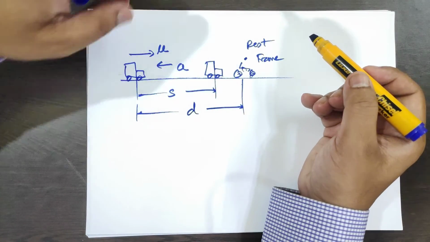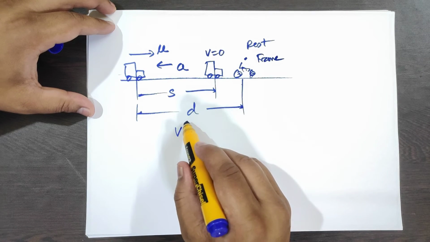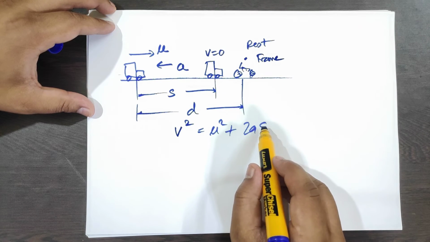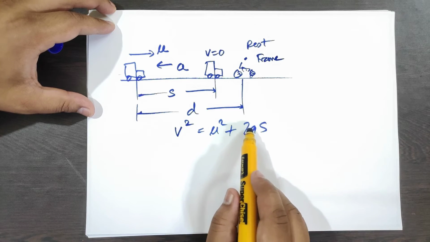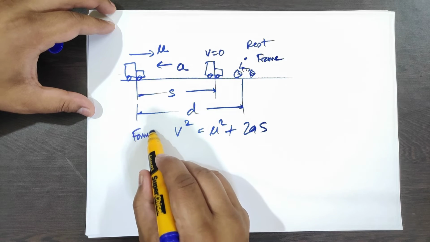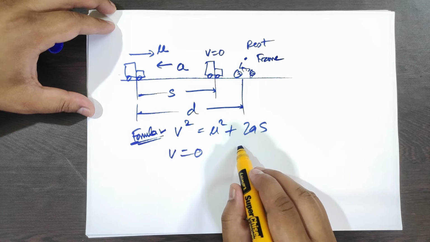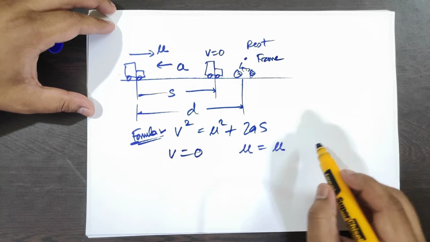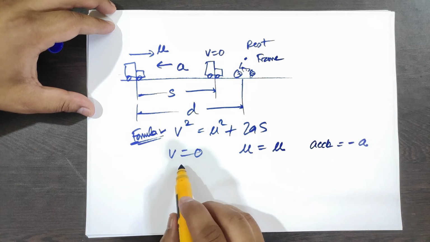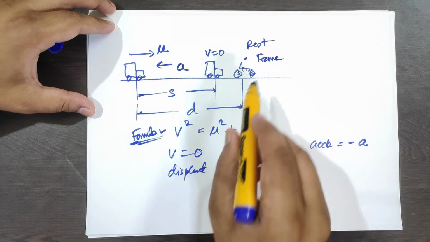So the car will be at rest, so we'll put v equal to 0 and use this formula, v square equal to u square plus 2as. See, here this a will be minus a, right? So this is the formula we will use to calculate the stopping distance. That means put v equal to 0, u is equal to u, and acceleration equal to minus a, and that displacement is equal to s, the stopping distance.